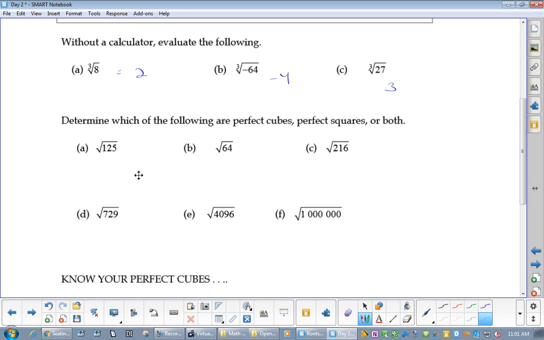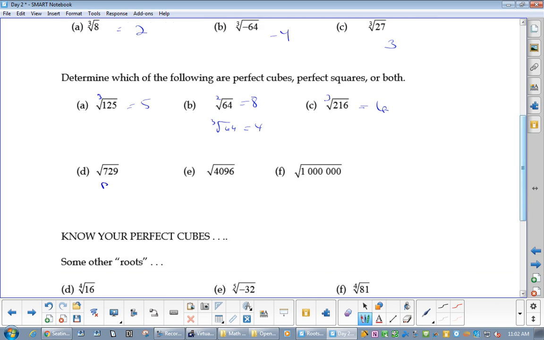125. Is it a perfect square or perfect cube? So we'll put a 3 there and we'll get 5. 64. Perfect square and cube. 216. That is a perfect cube. 729. Okay, this is both.